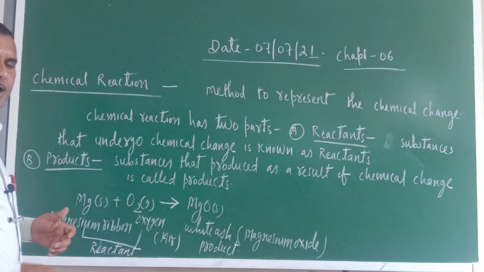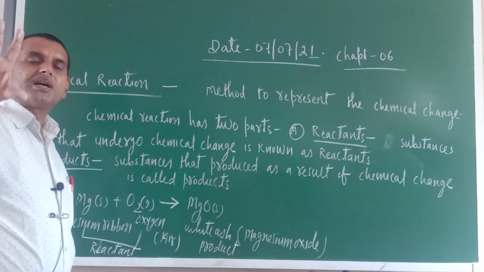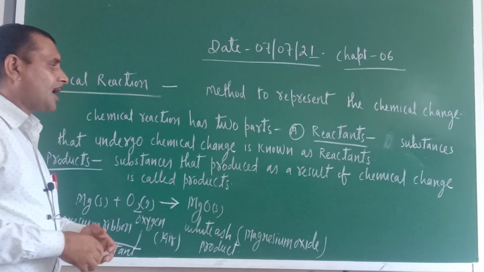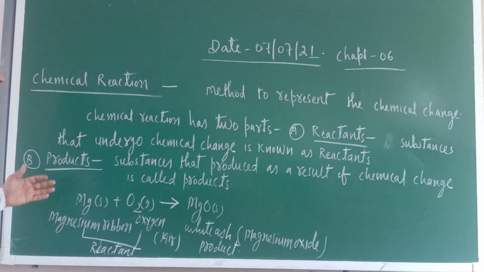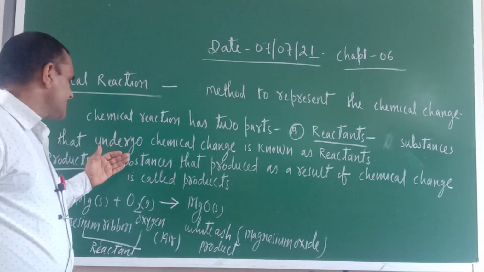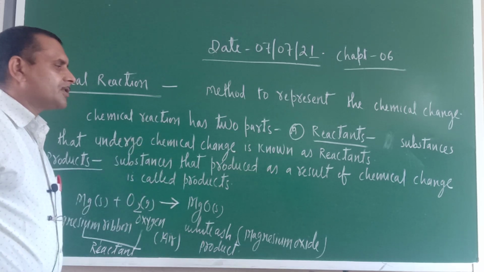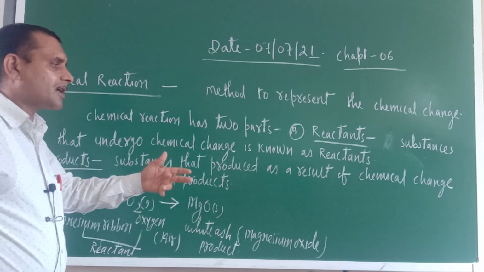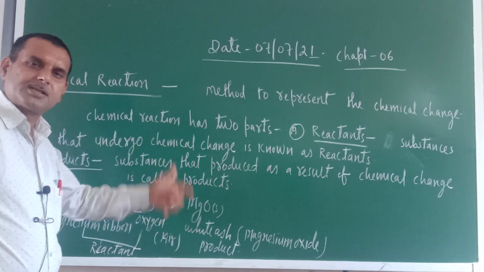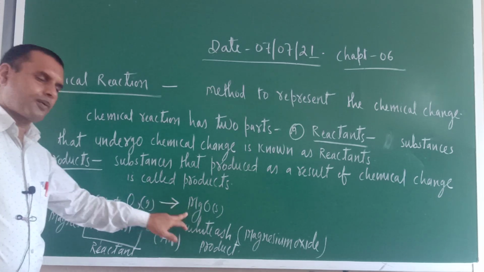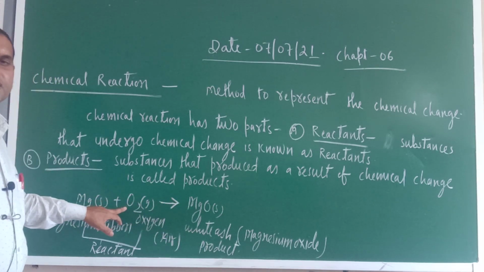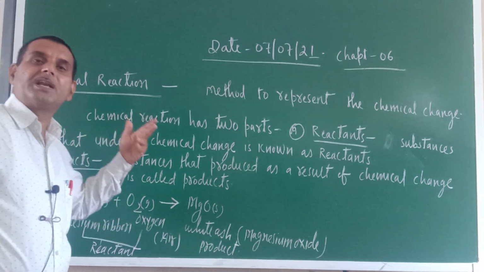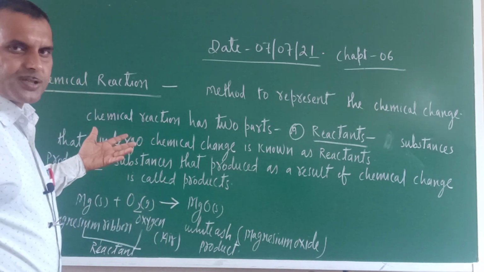So try to understand here, a chemical reaction is the method to represent a chemical change. In a chemical reaction, basically two parts are there, reactant and product. Reactants are the substances that undergo chemical change, and products are the substances produced as a result of chemical change. So magnesium oxide is the product, and magnesium and oxygen are the reactants. This is one example. In your syllabus so many examples are there, and we'll cover all of them.